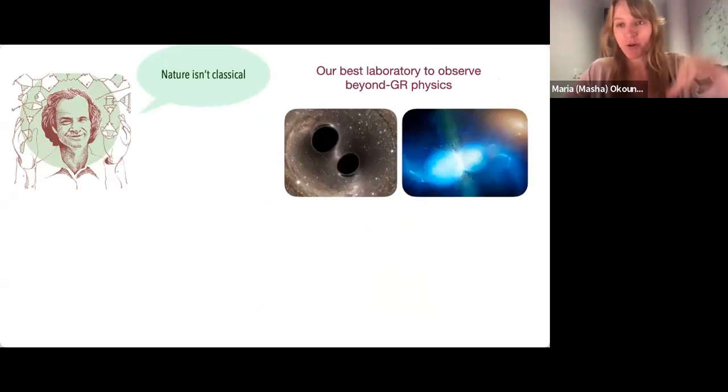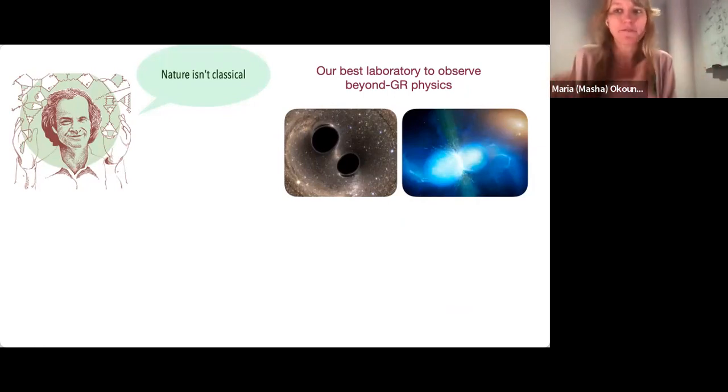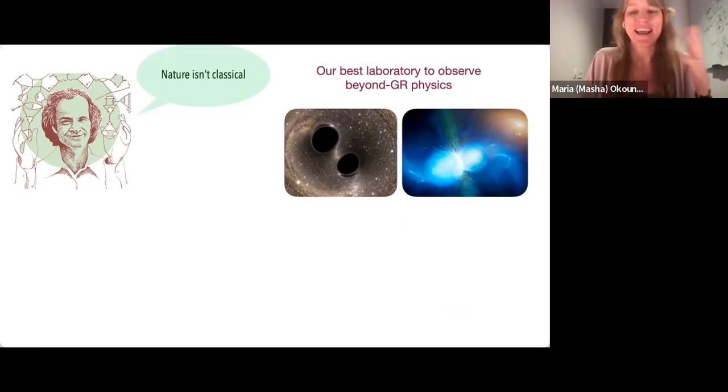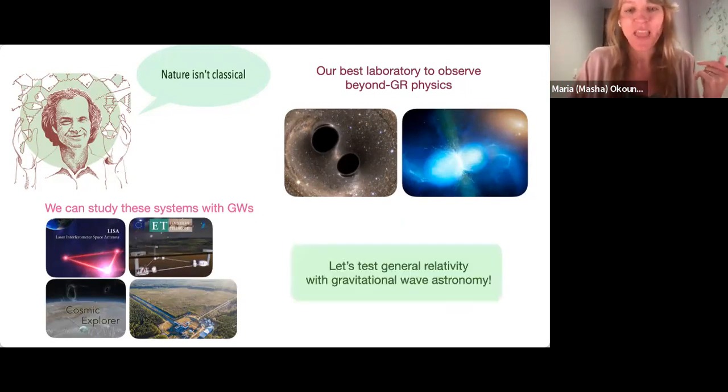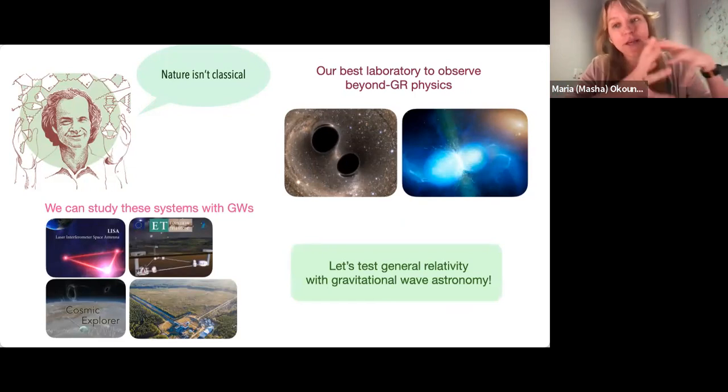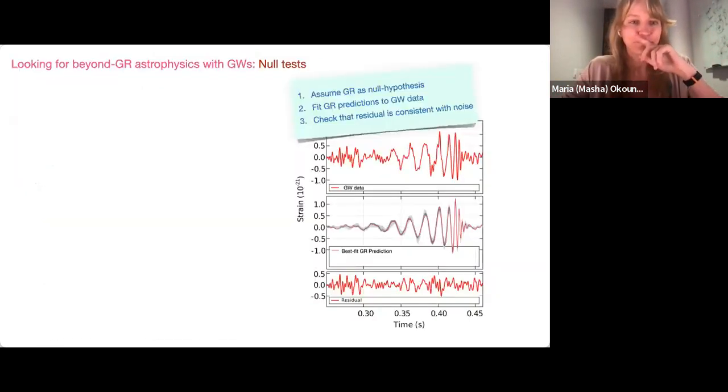Our best laboratory to observe physics beyond general relativity, the regime where general relativity breaks down and stops being a viable theory of gravity, lies in stellar mass black holes and neutron stars. We can now study these systems with gravitational waves, and we'll have even more capabilities in the future. And so let's test general relativity with gravitational wave astronomy. Let's use our current and future gravitational wave observations to really put Einstein to the test.